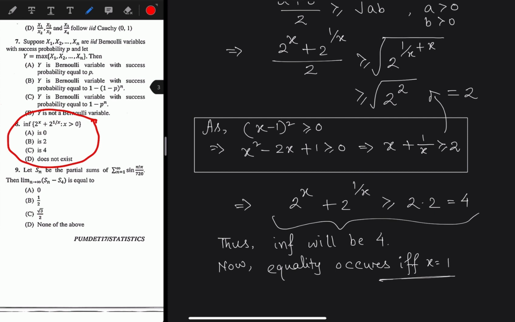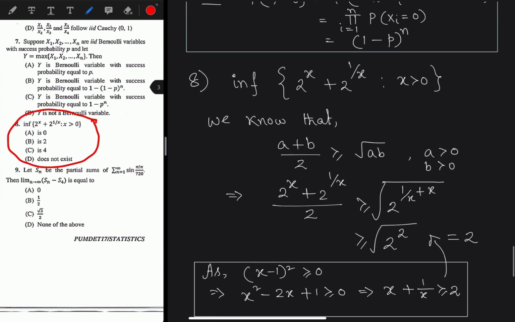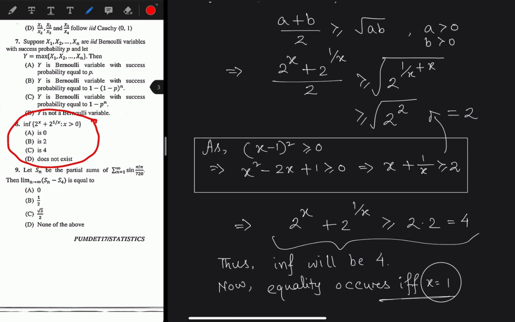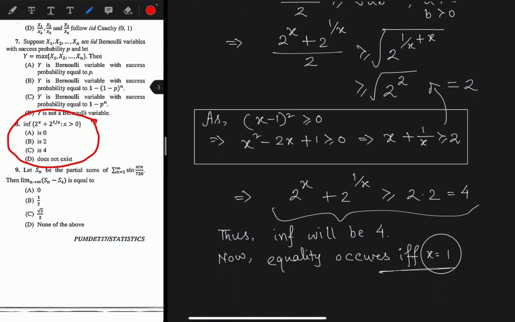Okay, and the infimum is attained if x equal to 1, then only equality occurs. Okay, and obviously x equal to 1 is a valid domain value, as we have defined the set as x greater than 0. So obviously x equal to 1 satisfies this restriction, and the infimum value will be 4. Okay, so from the question we can see that option C, that the infimum is 4. So thus infimum equal to 4. So option C is the correct option.